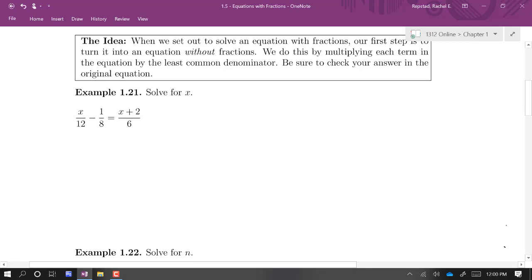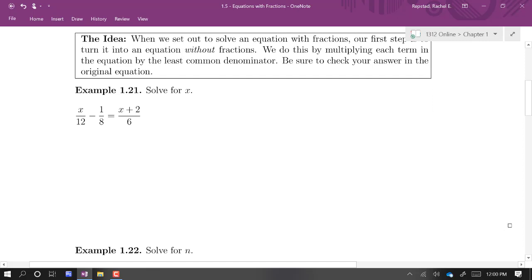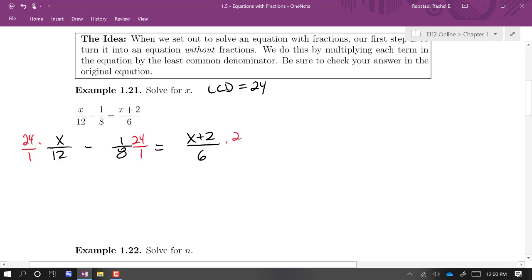The denominators are all numerical. The LCD of 12, 8, and 6 is the least common multiple, so that is what, 24. So I'm going to multiply both sides by 24. I write it as 24 over 1, just to kind of help aid my next step. The reason I'm doing this is because I want all the denominators to cancel. So that's my next step.